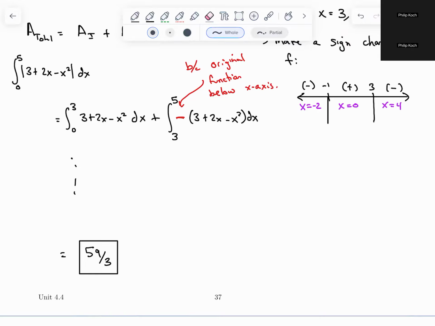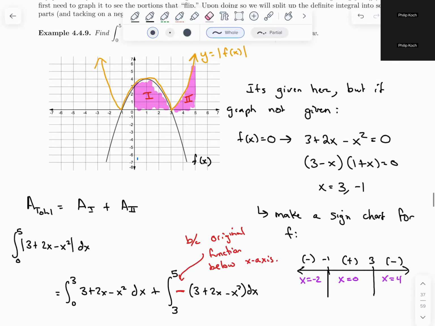So, yes. What's the sign chart? The sign chart was to determine, so we were given the graph, and so we knew what the absolute value function would look like based on the fact that any of the negative pieces become positive. But if I didn't give you the graph, it would be very difficult to know which piece is above the x-axis and which piece is below. So the sign chart was there to help us figure that out.